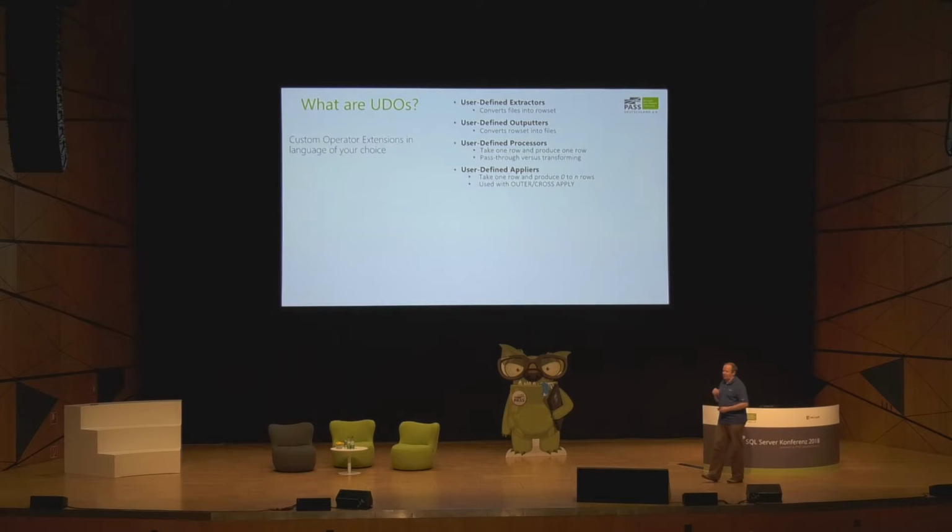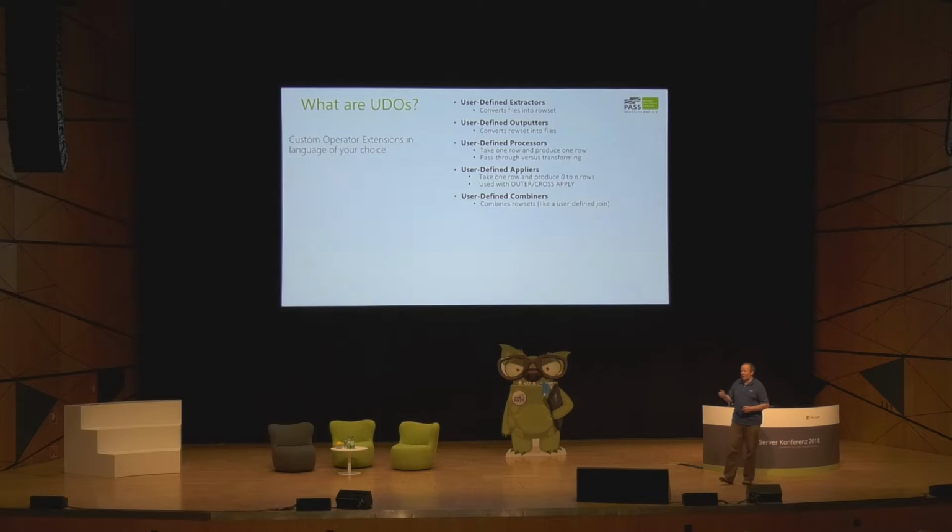Then we have user-defined appliers. It's like a processor, but it takes one row in, and it outputs 0 to n rows. The main reason we differentiate that is that it allows our optimizer to have better cardinality estimation. If you give me a processor, I know that I'm not going to explode, so my cardinality will be at most the same. While if you give me an applier, the optimizer assumes that you actually have an explosion of rows. The other thing, of course, is that appliers are currently used with cross apply or outer apply inside the statements.